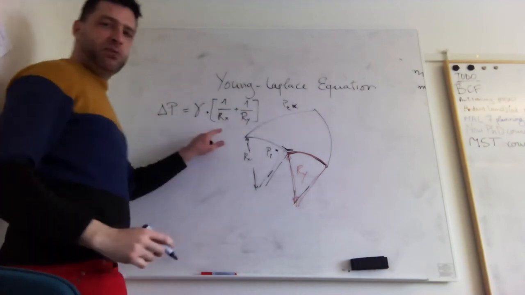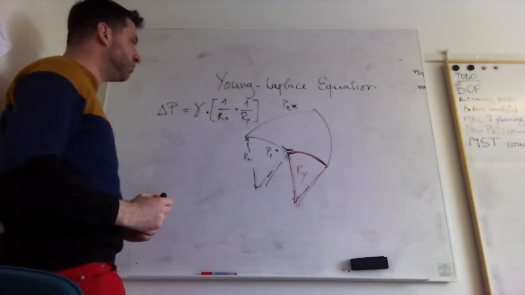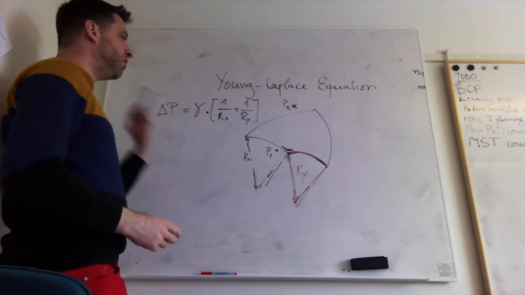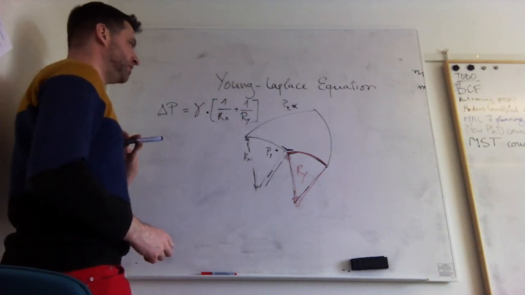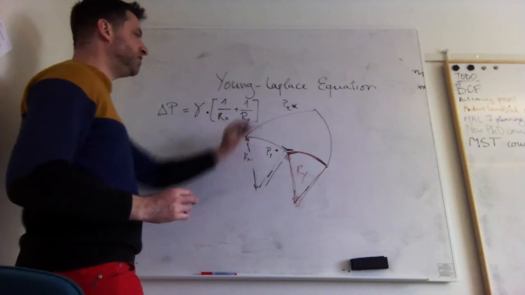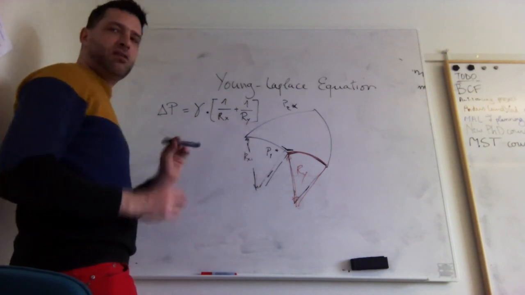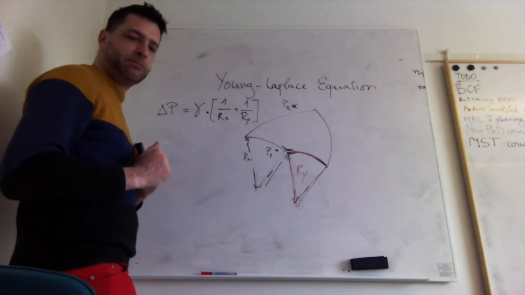This is a very simple formula that is universally true for a pressure drop over a phase interface that is curved. There's always a unique relation between the pressure drop and the curvature of an interface, of a stable interface. Okay?